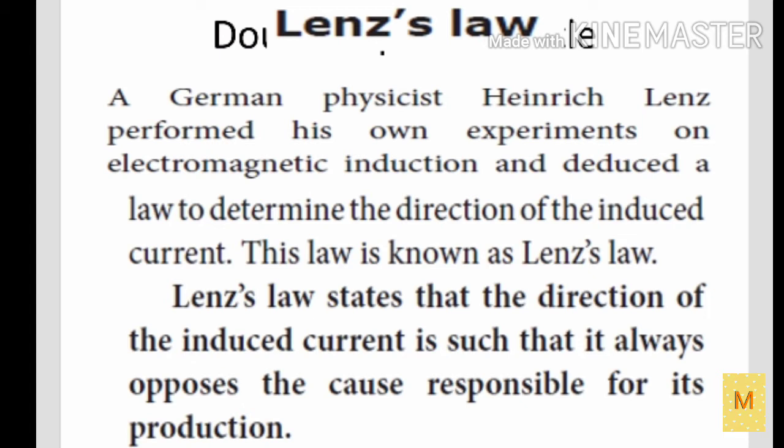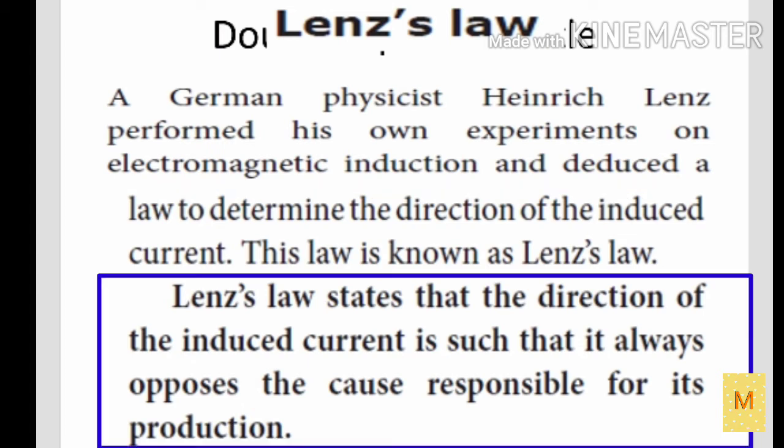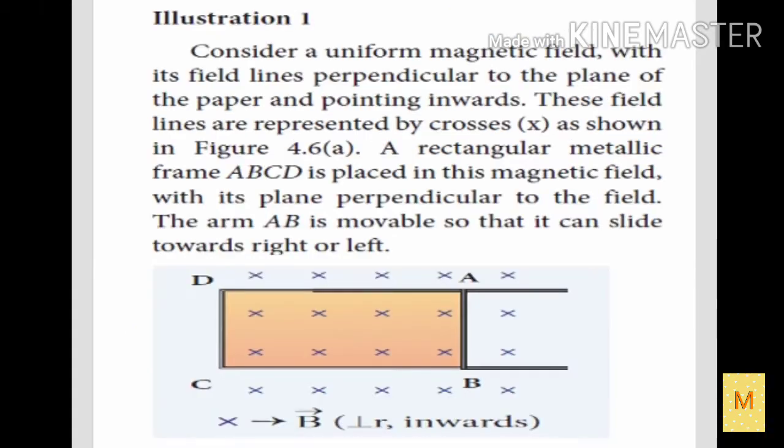A German physicist, Heinrich Lenz, performed his own experiments on electromagnetic induction and deduced a law to determine the direction of the induced current. This law is known as Lenz's law. So from this we can understand that Lenz's law tells about the direction of the induced current. So what is Lenz's law? Lenz's law states that the direction of the induced current is such that it always opposes the cause which is responsible for its production.